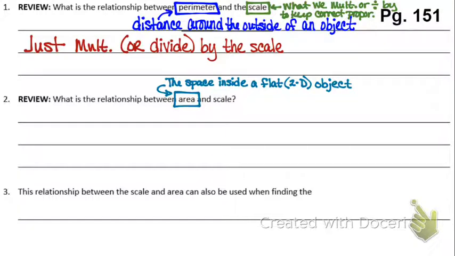Scale is still whatever we multiply or divide by to keep our correct proportions.